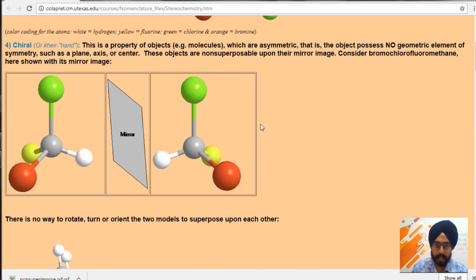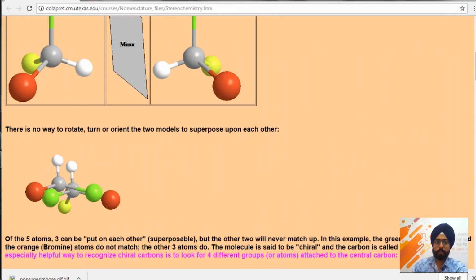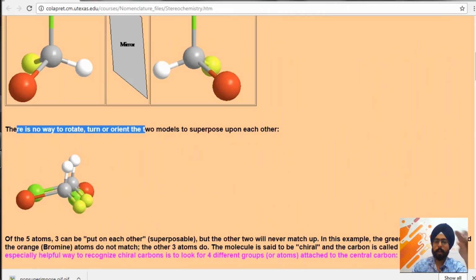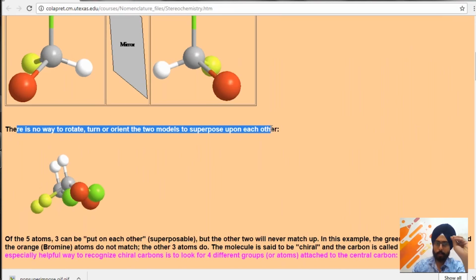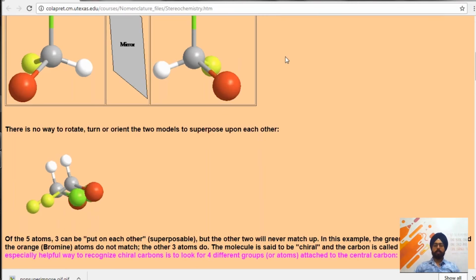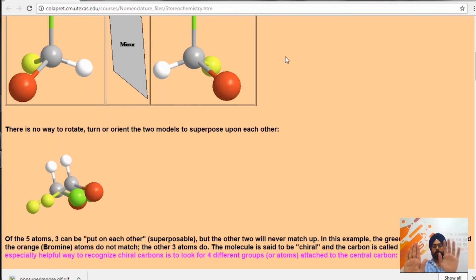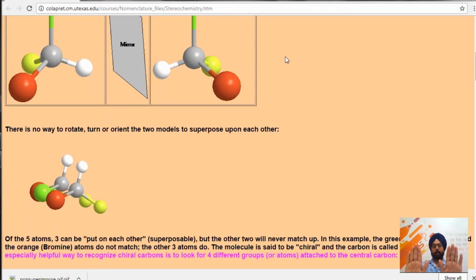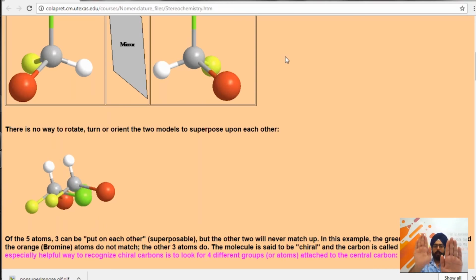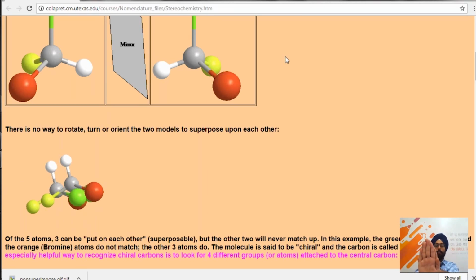And guys, if the 4 groups on the carbon are different, what you see is this. There is no way to rotate, turn, or orient the two models to superpose upon each other. They just cannot fit. If you want a simple example, take one hand and take the other hand. This particular hand, my left hand, if you can see in the webcam, is a mirror image of the right hand. If I try to superimpose them like this, it's not happening.